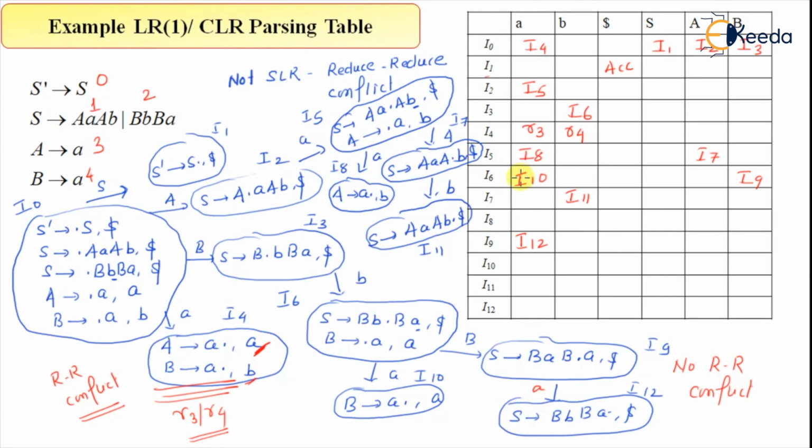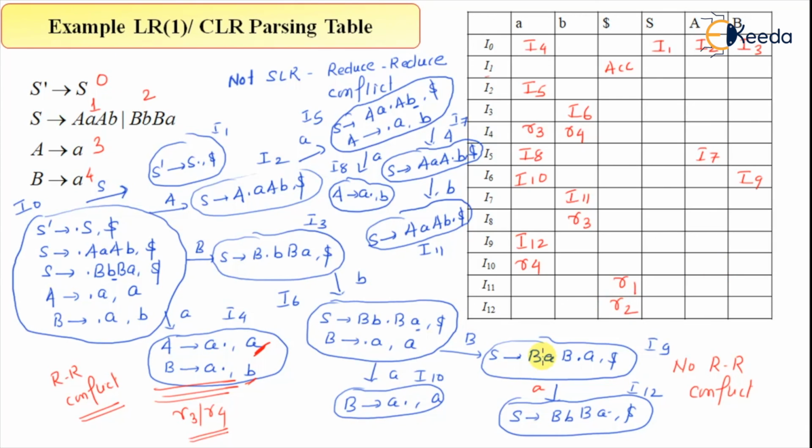Then we are done with 5, 6, 7, 8. Look at I8. I8 is a reduction, R3 in the B column. I10 is a reduction, R4 in the A column. Then I11 is a reduction by 1, in the dollar column, R1. And I12 is a reduction by R2 in the dollar column.